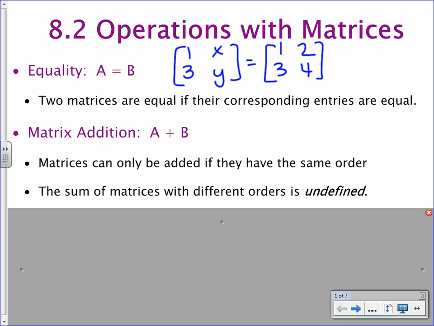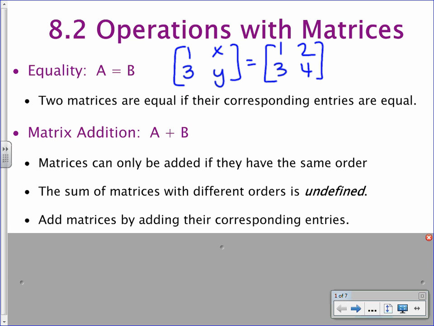In order to add matrices, we're going to add corresponding entries. So the number in the first column, first row is going to be added to the number in the first column, first row. And that's where it goes.